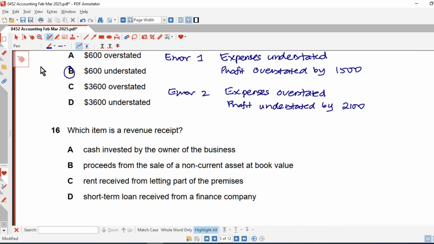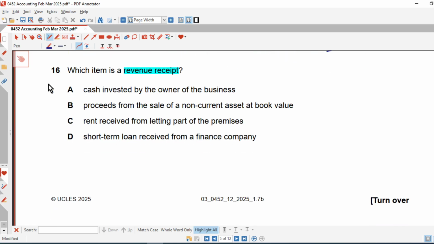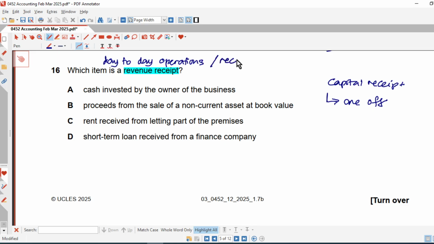Question 16. Which item is a revenue receipt? So this is where you have to understand the difference between capital receipt and revenue receipt. Capital receipt is more of a one-off thing, more of a one-off transaction. It doesn't happen regularly, so it's not in the ordinary course of business. Well, not the day-to-day operations at least. But if you talk about revenue receipt, then yes, this is money received with regards to the day-to-day operations of the business. So they are usually what we call recurring transactions.